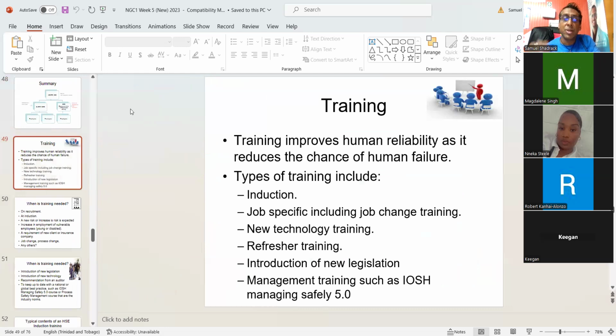All right, so training. Training improves human reliability as it reduces the chance of human failure. Types of training include induction training, job-specific training, new technology training, refresher training, introduction of new legislation training, management training such as IOSH Managing Safety. As I want to tell you, I brought that course to Trinidad a short time ago.